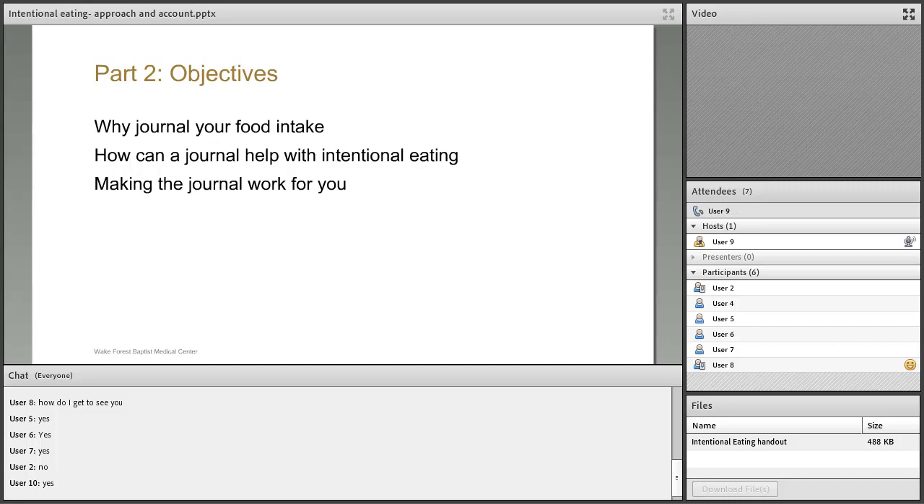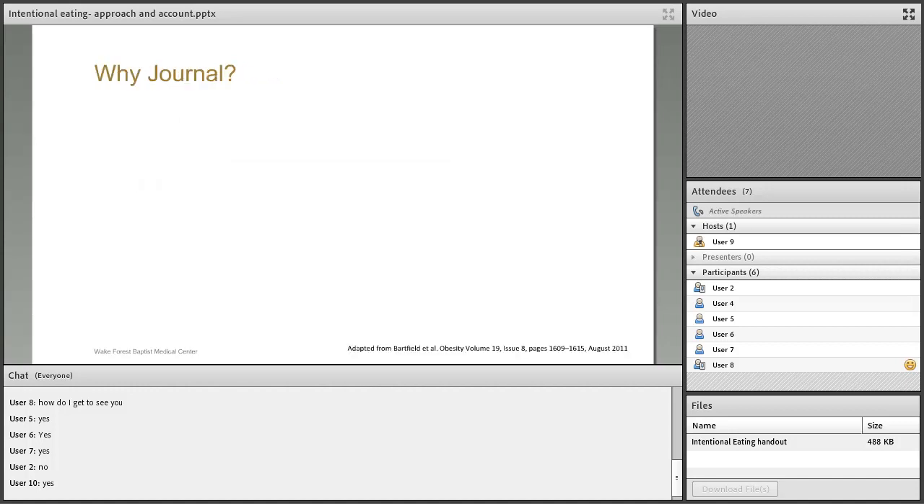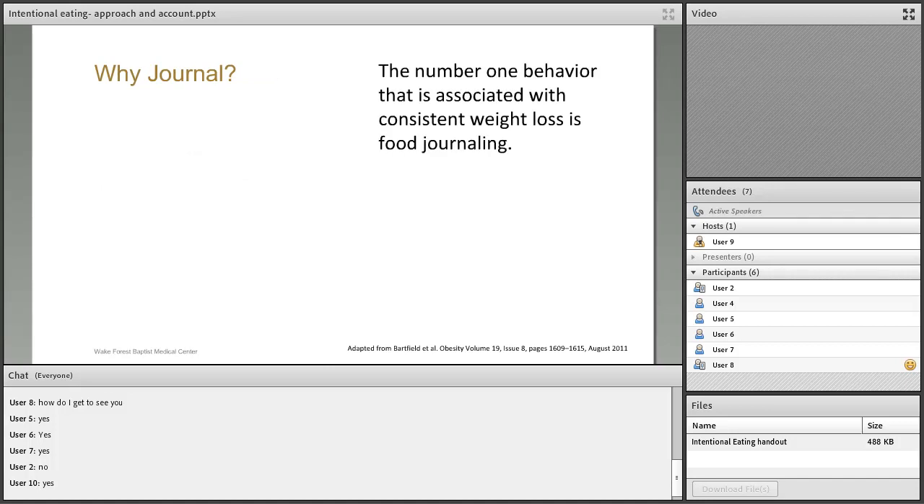And part of the reason that we do that, though, is because it's really very crucial to helping you be successful. And I think with you now thinking through this idea of intentional eating, one of the only ways that you can know, am I doing what I'm supposed to be doing? Am I eating intentionally? Is if you have some accounting for that. So let's go through this briefly here. So why journal? Well, first of all, it's the number one behavior that's associated with consistent weight loss.